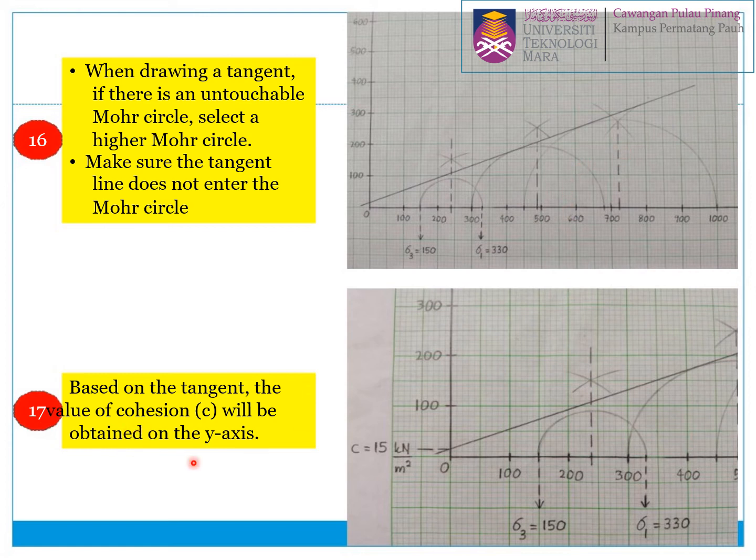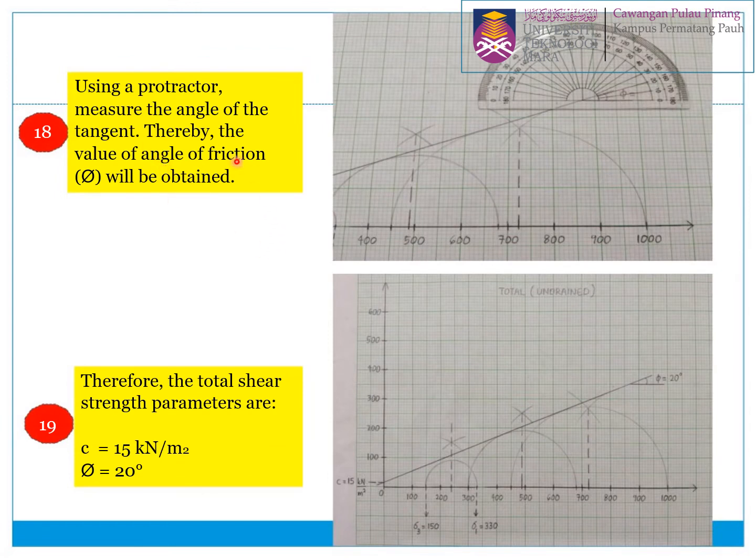Alright, so based on the tangent, the value of cohesion will be obtained on the y-axis. This one is 15 kilopascal, right? Okay, so using the protractor, measure the angle of the tangent. We will get the angle of friction here. So you will get the cohesion C and also phi. This is the shear strength parameters for total stress.